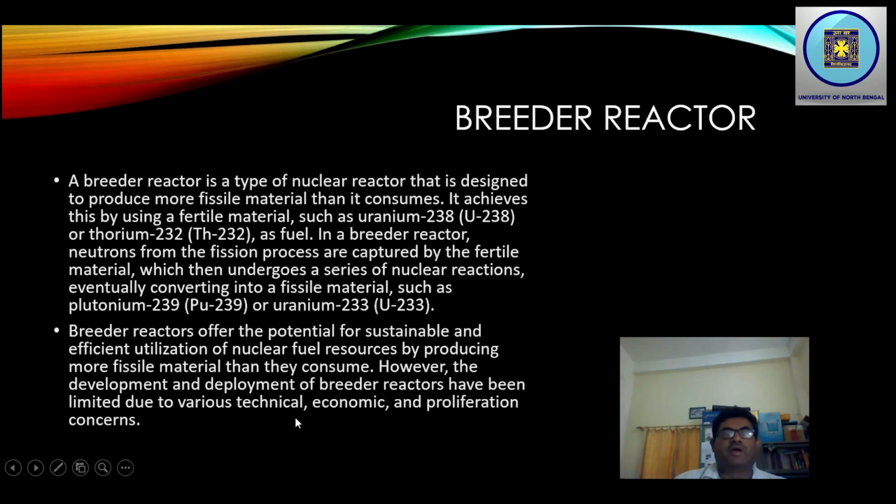Now, breeder reactor. A breeder reactor is a type of reactor that is designed to produce more fissile material than it consumes. It achieves this by using a fertile material such as uranium-238 or thorium-232 as a fuel. In a breeder reactor, neutrons from the fission process are captured by the fertile material, which then undergoes a series of nuclear reactions, eventually converting into a fissile material such as plutonium-239 or uranium-233.